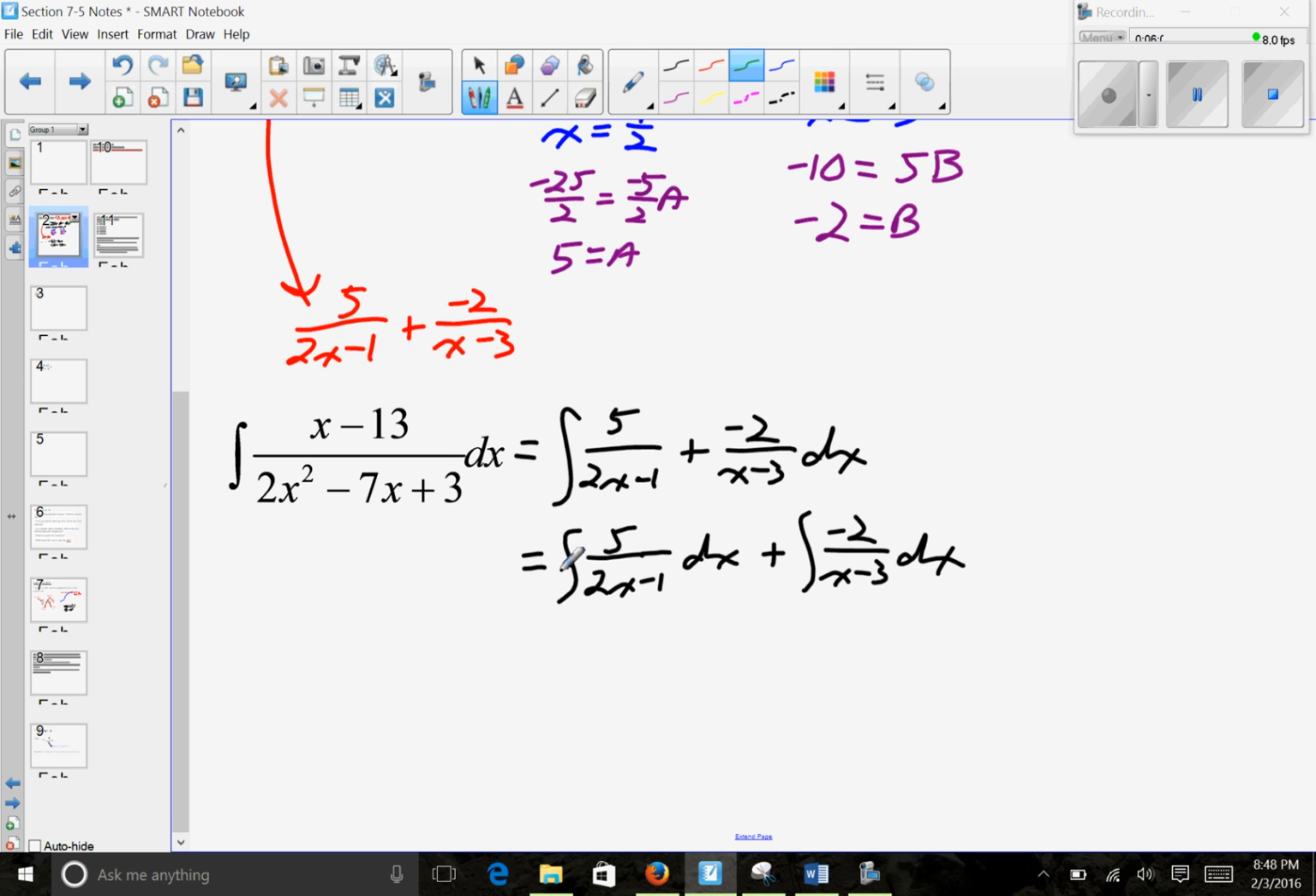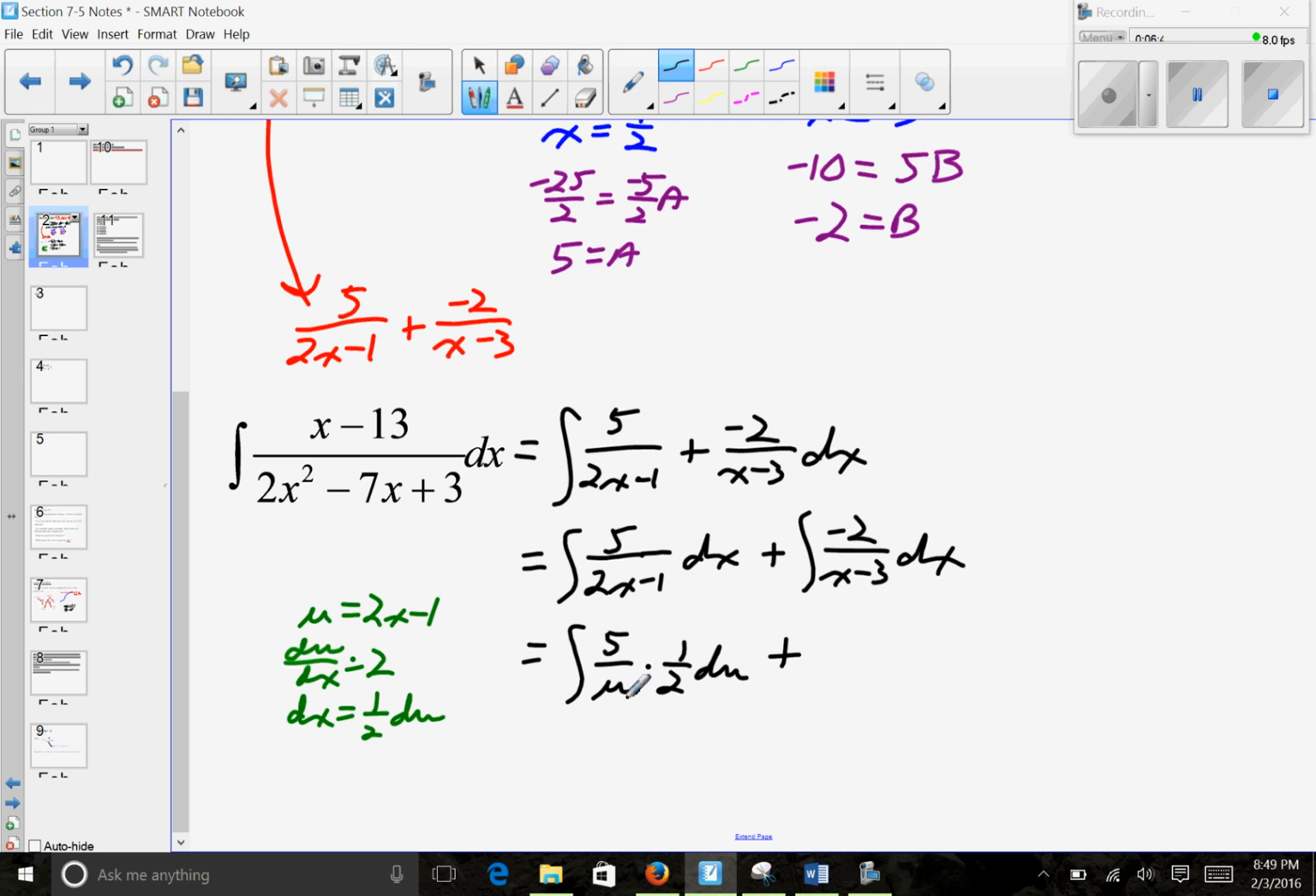If I do this first integral, again, I start: do I happen to know what it is off the top of my head, or can I tell easily what it is? No. I then think, what about u substitution? If u is 2x minus 1, then du dx would be 2, and dx would be 1/2 du. So I would have the integral of 5 over u times 1/2 du. That's a good substitution. I'll come back to the second integral after I finish the first one. Pulling 5 over 2 out, I would have the integral of 1 over u, and that's natural log of the absolute value of u, which would be 5/2 times the natural log of the absolute value of 2x minus 1.